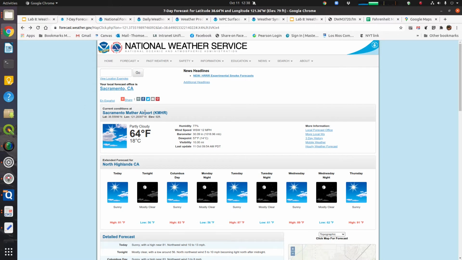They give you current conditions at a station, Sacramento Mather Airport. Current conditions 64 degrees. The dew point temperature is 57. The barometer is 30.09 inches of mercury, which is equal to 1018.96 millibars. Wind speed west-southwest at 12 miles per hour. Visibility is 10 miles. Relative humidity is 77%.